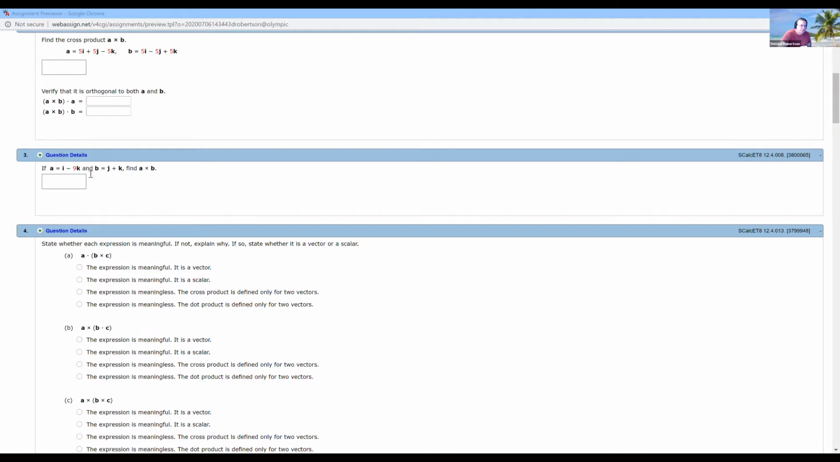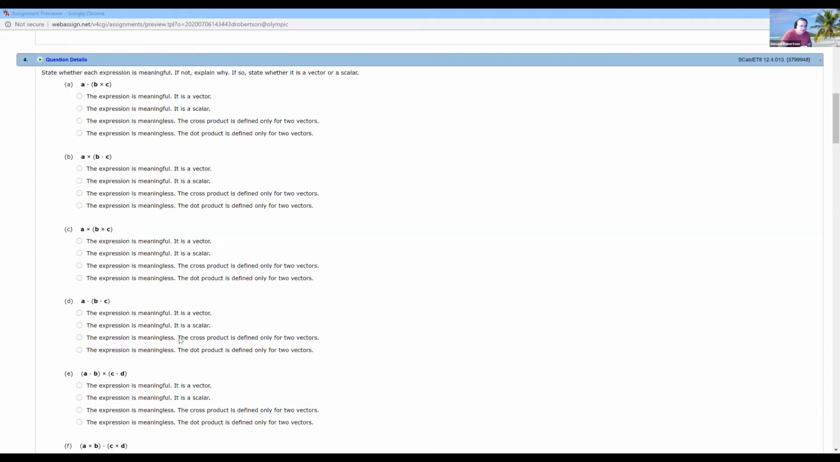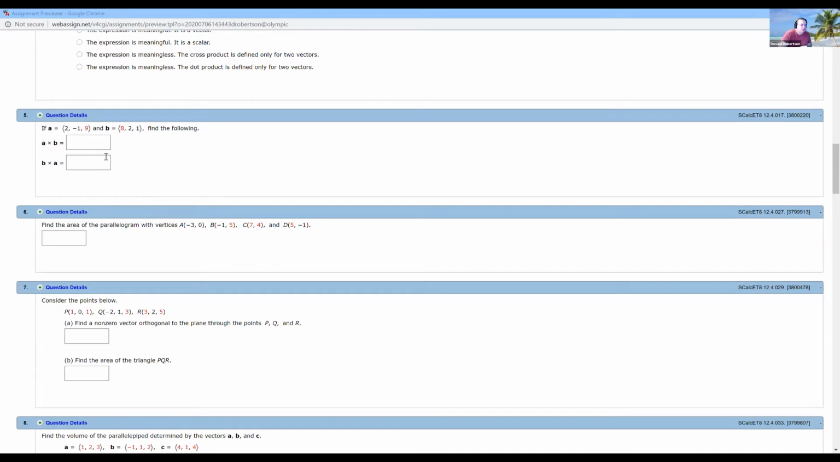Here is an example, nothing too special. Here they're talking about which ones have meaning, which ones don't. We remember talking about that last time. Here's some cross products. Let's touch on this again. Imagine this cross product here was 1, 2, 3. Wouldn't B cross A be -1, -2, -3?